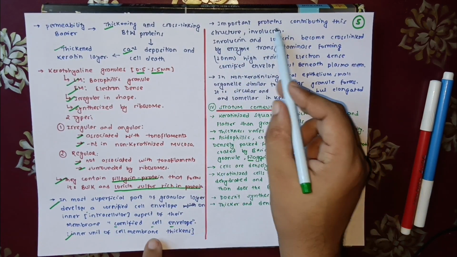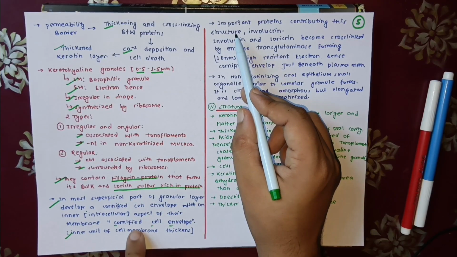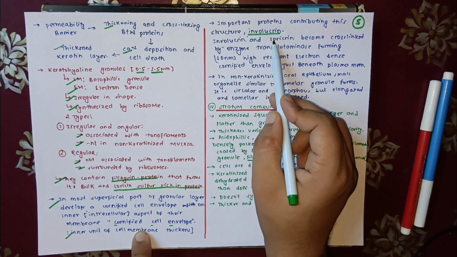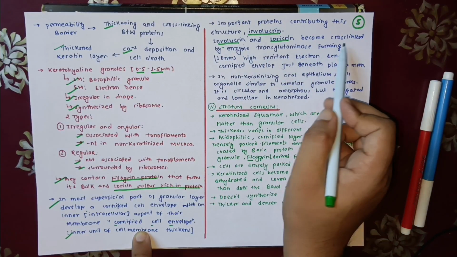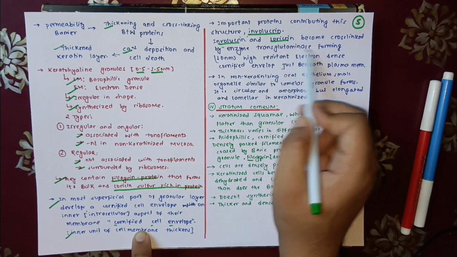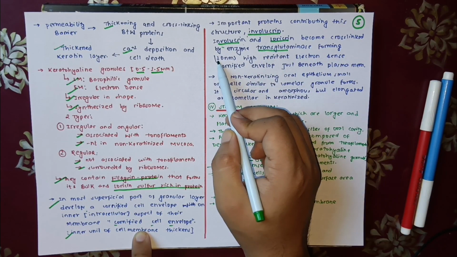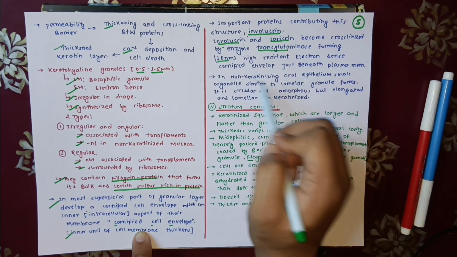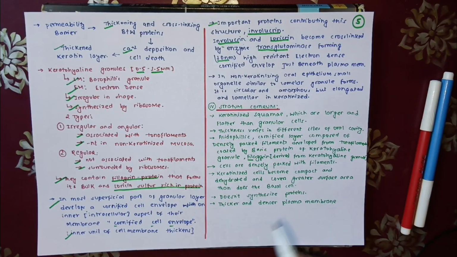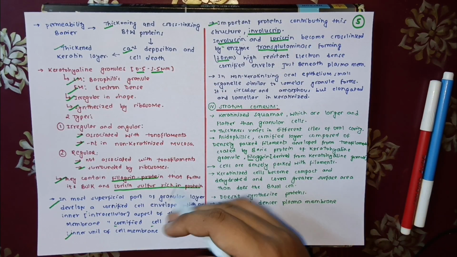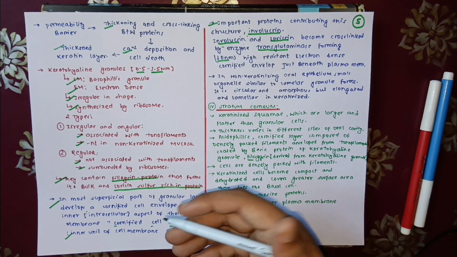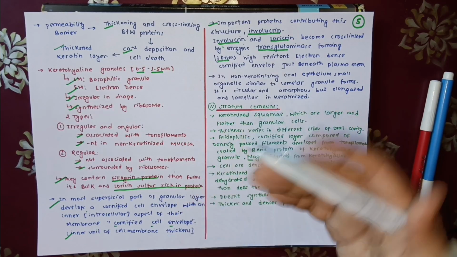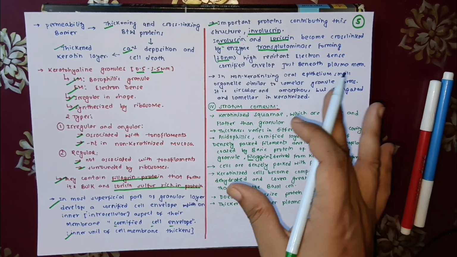After that, an important protein contributing to this structure, the cornified cell envelope, is involucrin. Involucrin and loricrin become cross-linked by the enzyme transglutaminase, forming the 10 nanometer highly resistant electron dense cornified envelope just beneath the plasma membrane. The function of this cornified cell envelope is protection from different kinds of forces, so it acts as a resistance.